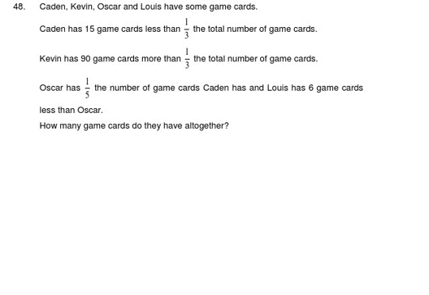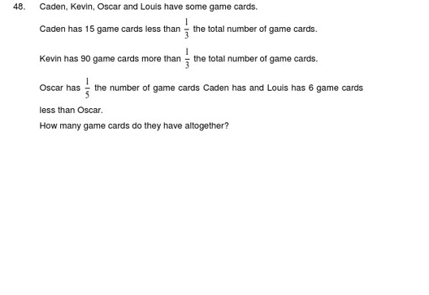We know that Caden, Kevin, Oscar, and Louis have some game cards. Caden has 15 game cards, less than 1/3 the total number of game cards. Kevin has 90 game cards, more than 1/3 the total number of game cards. Oscar has 1/5 the number of game cards Caden has, and Louis has 6 game cards less than Oscar. How many cards do they have altogether?